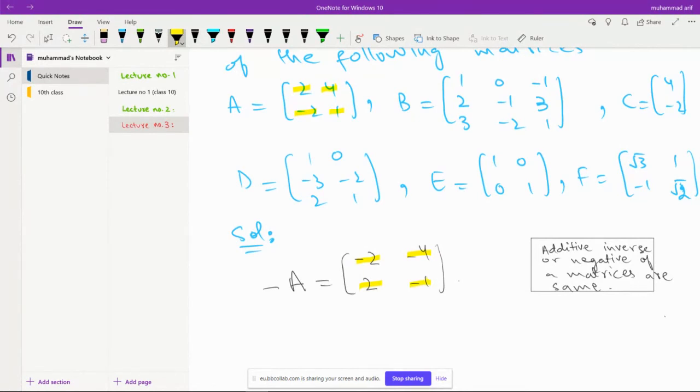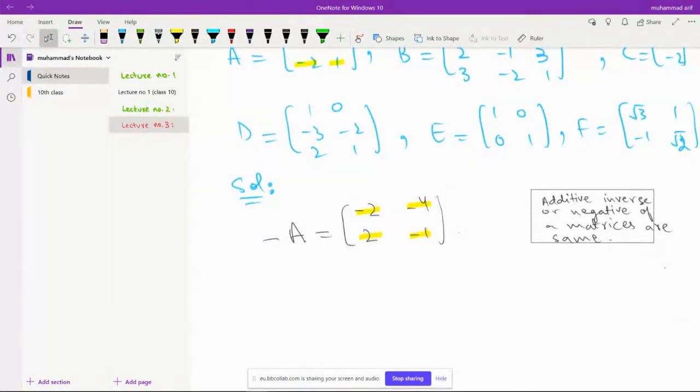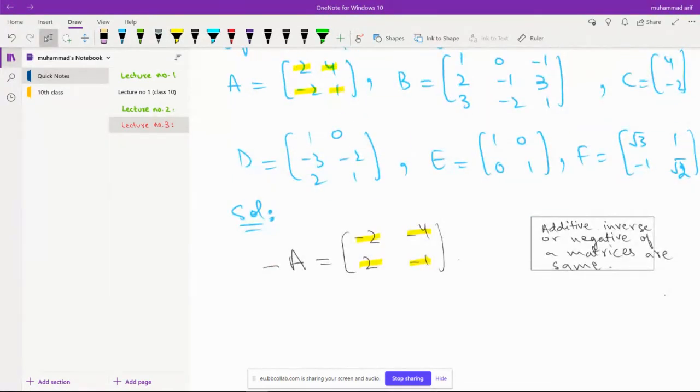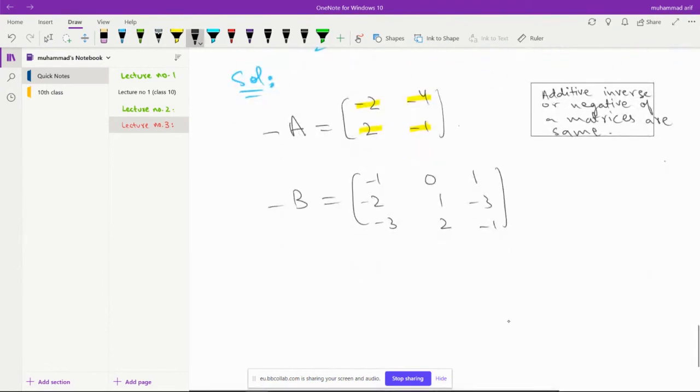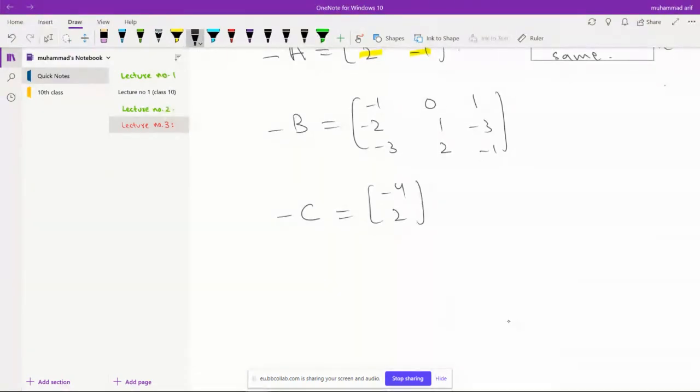So therefore, the negative of matrix A is [-2, -4; 2, -1]. Similarly, we solve the negative of matrix B, which is [-1, 0, 1; -2, 1, -3; -3, 2, -1]. Similarly, we write the negative of matrix C, which is [-4, 2]. Similarly, solve the other three matrices by yourself.